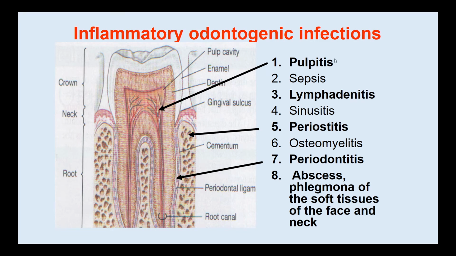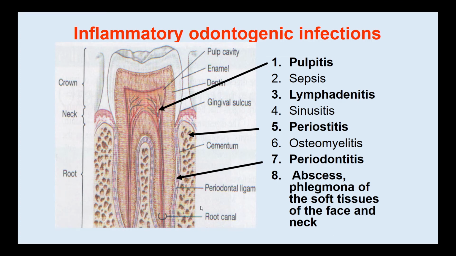It's pulpitis, infection and spread of bacteria in the pulp cavity. It's periodontitis, where bacteria cause inflammation and destruction of the bone near the teeth. Periodontitis, inflammation of tissues near the teeth. Also there may be abscess and phlegmon of soft tissues of the face and neck.